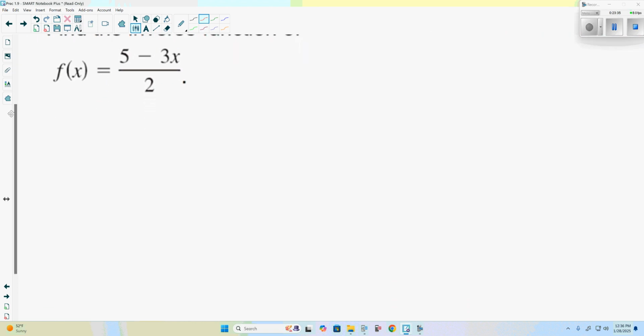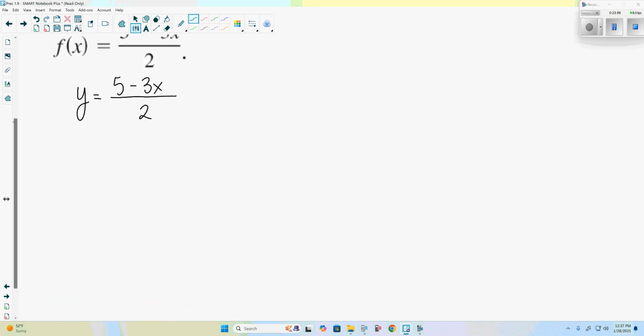All right. Questions on this so far? Let's look at this here. f of x equals (5 minus 3x) over 2. So when we find this inverse, first thing we're going to do is replace f of x with y. Now we're going to switch x and y.